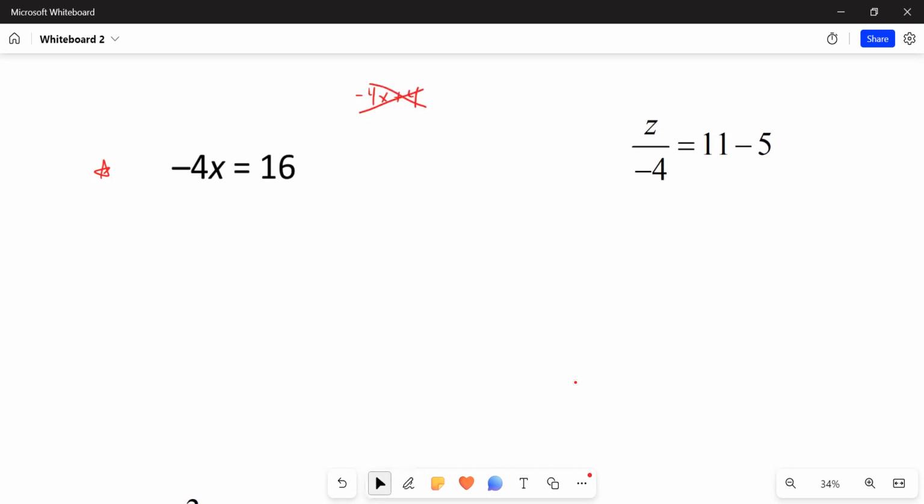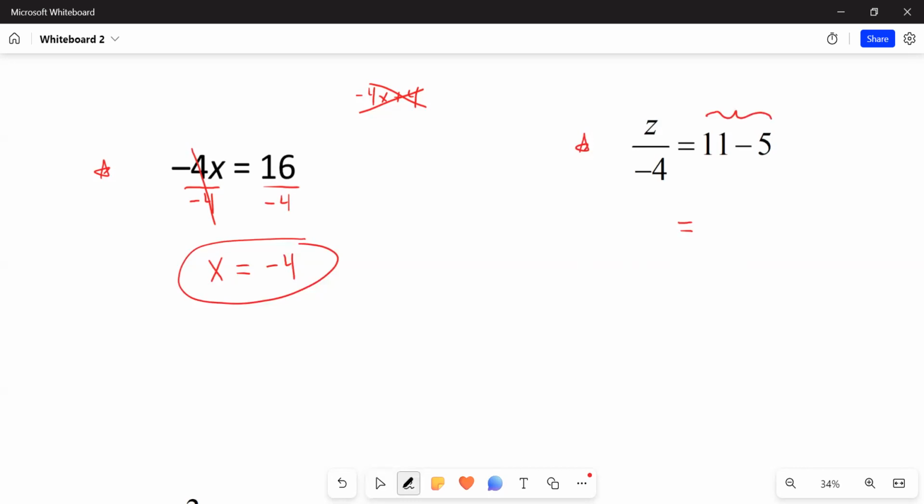Instead, we want to make this just 1x, and we're going to do that by division. We're going to divide this side by negative 4, and the reason we divide by the same number is any number divided by itself is just 1. That's just 1x. But whatever we do to the left-hand side, we'll also need to do to the right-hand side. 16 divided by negative 4 is negative 4. There's my answer there.